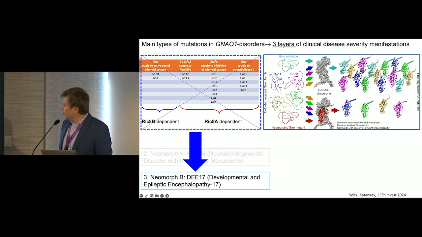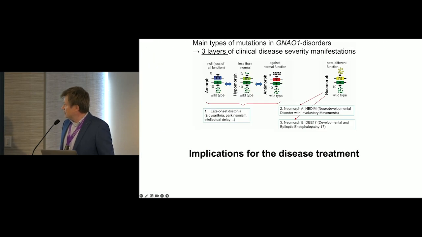While the even more severe group, neomorph B, which involves neomorphic interactions with both RIC8A and RIC8B, affects the whole family of G-alpha subunits, including those which are RIC8B dependent and those which are RIC8A dependent. So, does it have implications for how we can or should treat the disease? Potentially, yes.